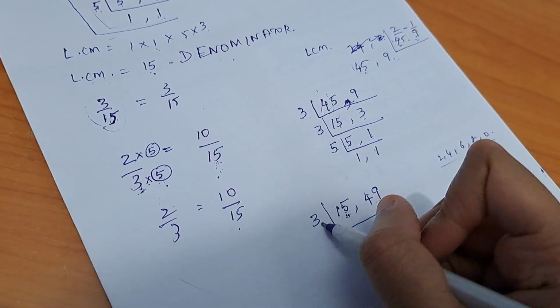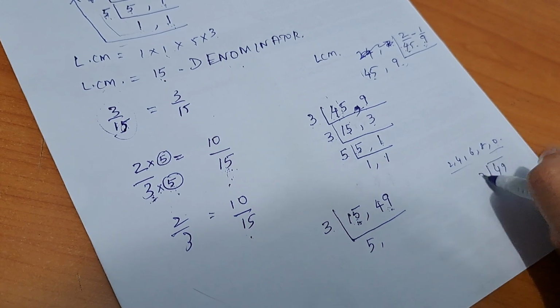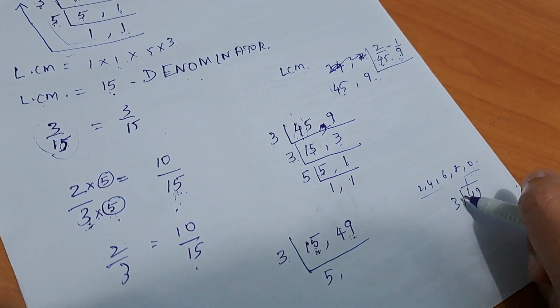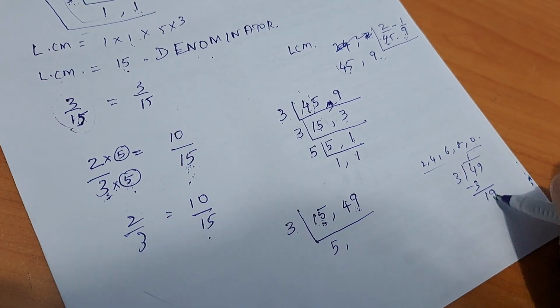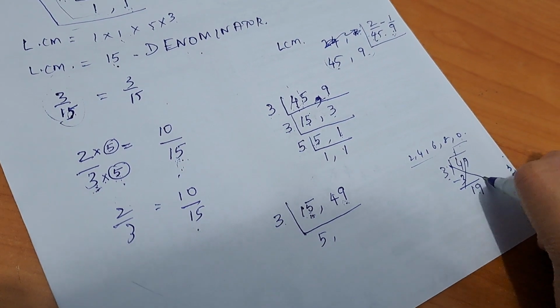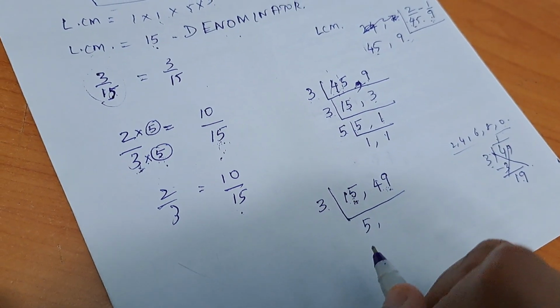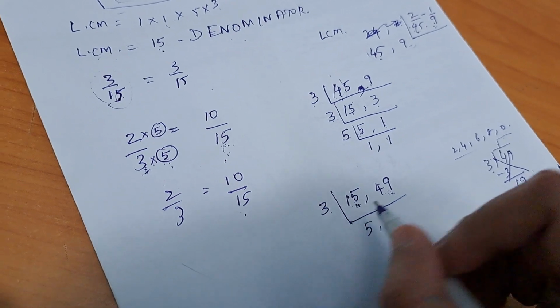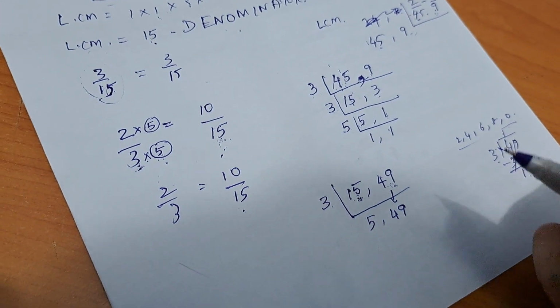15 divided by 3 will be 5. Try 49 divided by 3. 3 ones are 3, long division, 19. Does 19 appear in the 3 table? No. So cancel this. 49 is not divisible by 3. If your number is not divisible, just copy the number. Keep the 49 as such.